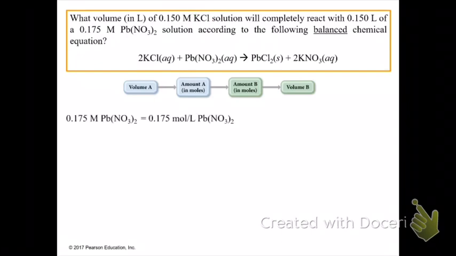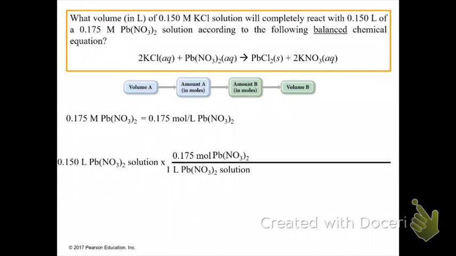So here's the concentration of lead nitrate. We know that it's a 0.175 molar lead nitrate solution. It's given right up here. This is basically equivalent to 0.175 moles per liter of lead nitrate. So we can determine the amount of moles of lead nitrate by simply multiplying this concentration by the given volume of lead nitrate. We're going to multiply this by 0.150, and that gives us the amount of lead nitrate in moles. Here you can see how the liters of lead nitrate solution would cancel. You can use dimensional analysis, in fact, to save you some space and time.